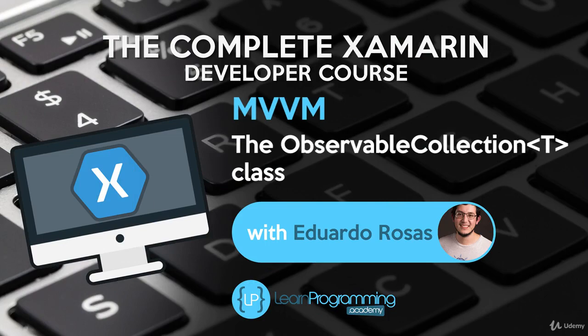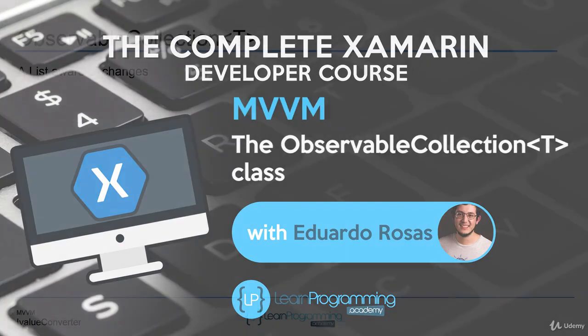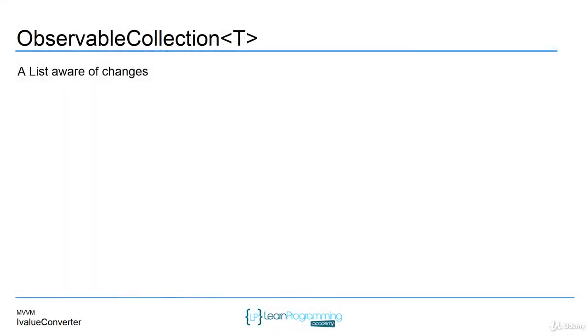We have successfully implemented three interfaces already: the INotifyPropertyChanged, the ICommand, and the IValueConverter. We're now going to be talking about the ObservableCollection<T>. This is not an interface, that's why it doesn't start with I, but it does implement an interface that is very useful. And because this class already implements that interface, it's going to make working with that interface much easier.